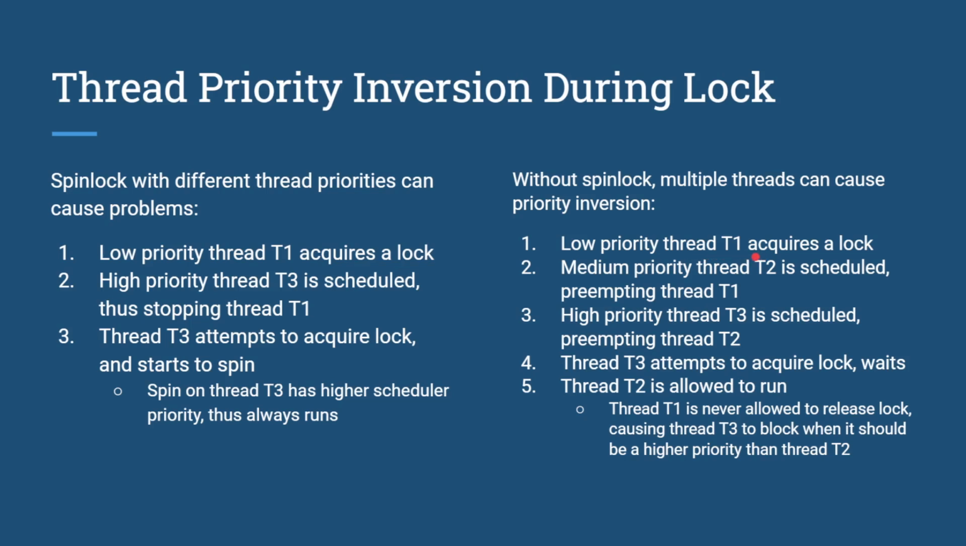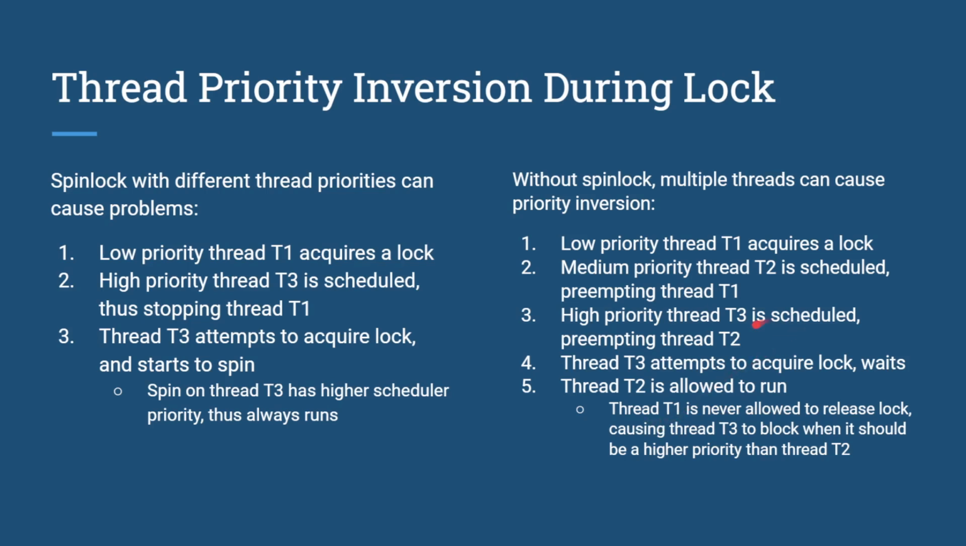If we have thread 1 that acquires a lock, and we have thread 2, which is a medium priority thread, scheduled, it will preempt thread 1, not allowing thread 1 to unlock. The high priority thread will be scheduled, but it will not be able to do anything. It's going to spin as it waits for the lock. And of course, thread 2 will be allowed to run whenever the multi-level queue advances those. But this prevents thread 1 from actually accomplishing anything.